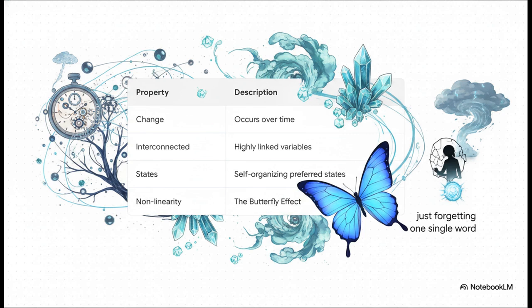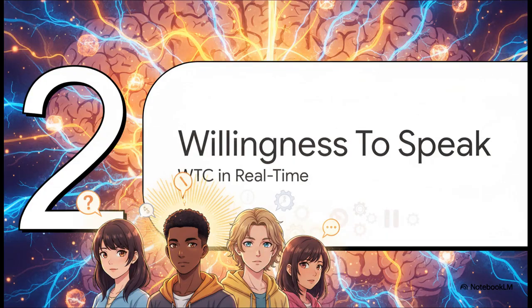Researchers like Debat outline 4 key properties for these systems. They change over time, and absolutely everything is interconnected. They also self-organize into preferred and unpreferred states. But the real kicker is number 4, non-linearity, better known as the butterfly effect. In our brains, this means a tiny little drop in vocabulary recall. Literally just forgetting one single word can trigger a massive hurricane of anxiety that collapses your entire ability to speak in that exact moment.